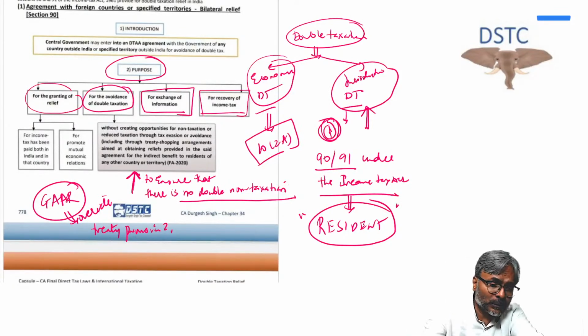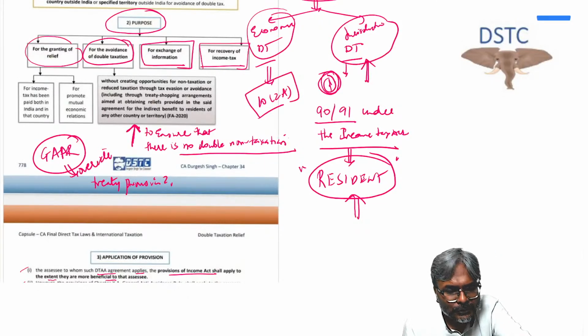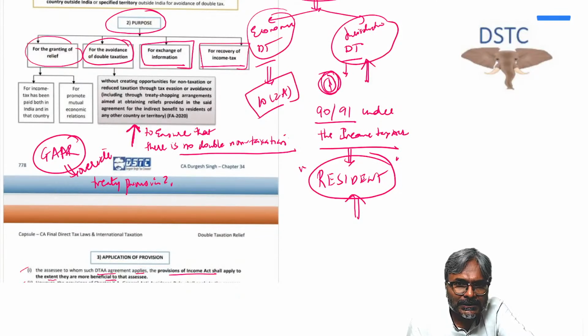Okay, now students, only one point I must tell to all of you. As you know, the relief for juridical double taxation, which is under Sections 90 and 91, is available to a resident.